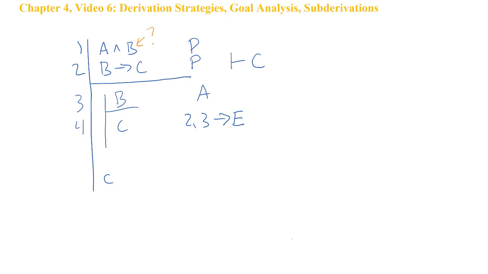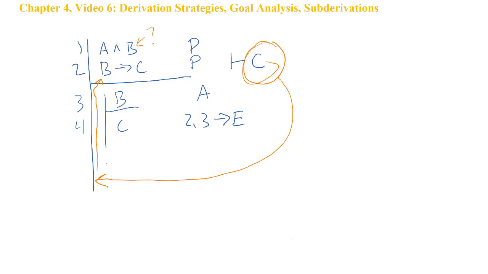Let's see why. You might think, well, I'm done with the derivation. After all, I've got C on line 4, and C was the goal, so yay. Unfortunately, no, that is not correct. Why is it not correct? First of all, the point of the goal statement is that it has to be on the main scope line to show that it comes from just those primary assumptions.